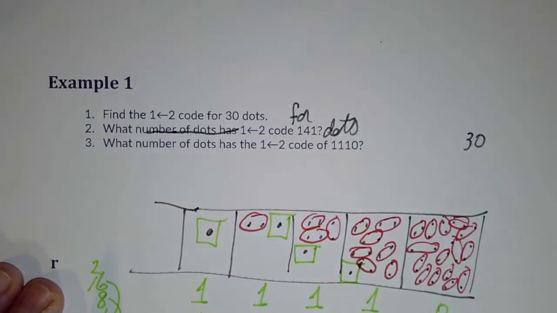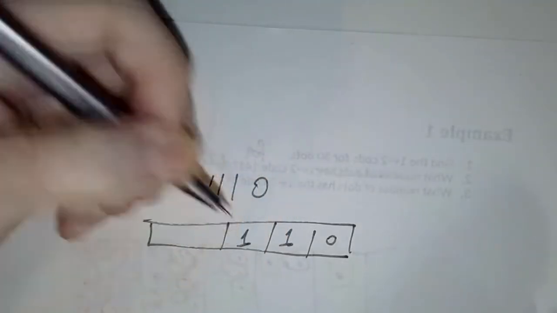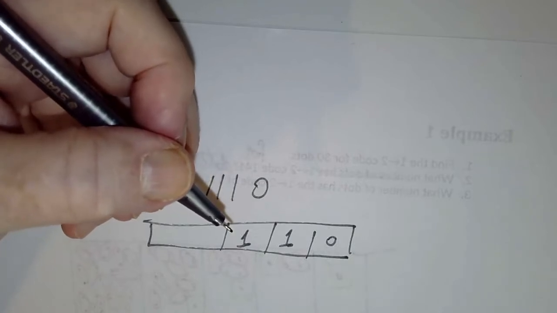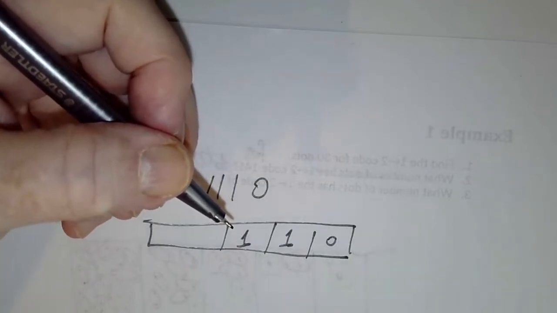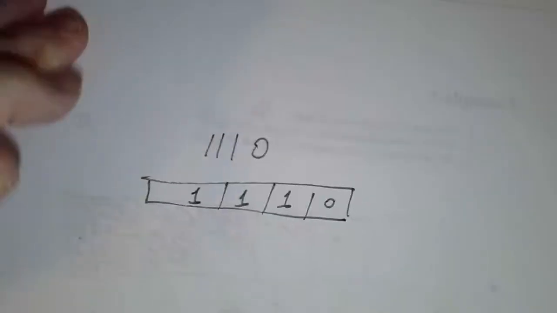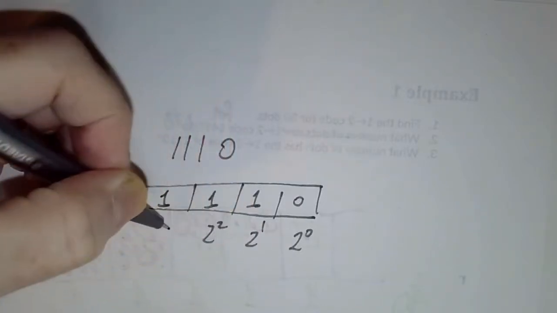All right, well let's see, 1110. So I've got 0 in the first box, 1 in the second, 1 in the third. Just a second, I must have pressed something. I sure did. I pressed the brightness. And 1 in the fourth. So we've got 2 to the 0, 2 to the first, 2 to the second, 2 to the third.